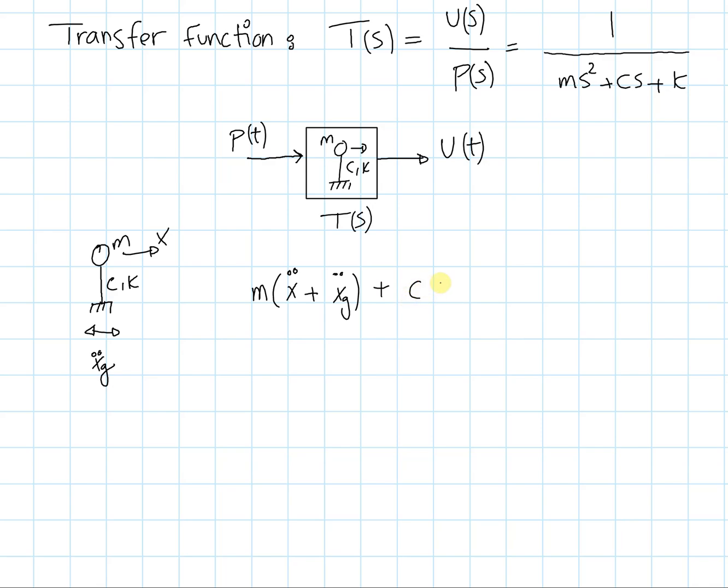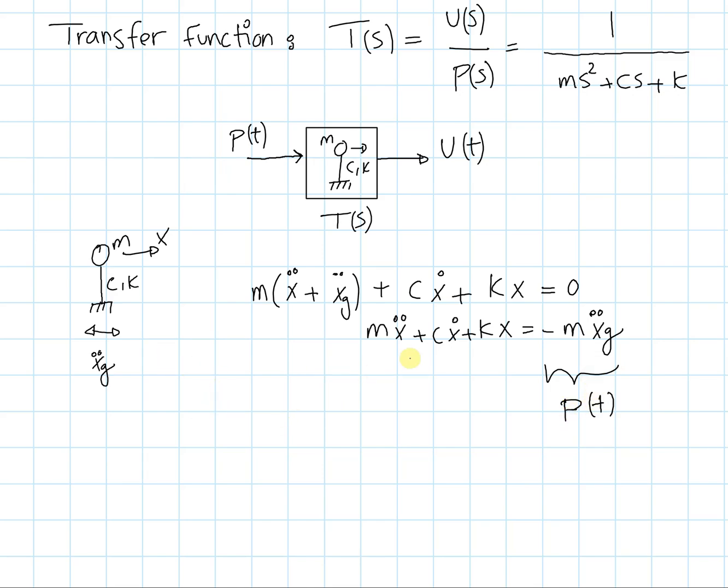For damping, we are only dependent on relative terms. So that's what we have. And for stiffness, we are also dependent on relative terms. So again, absolute, relative, relative. Let's keep that in mind. I'll move this ground acceleration term to the right side. So what I'll have is minus m x g double dot. And this is kind of like my new forcing function, p(t).